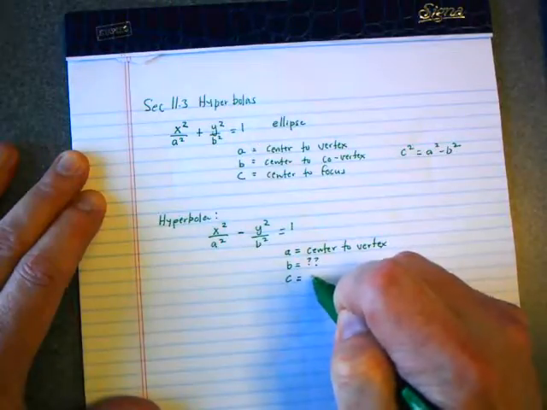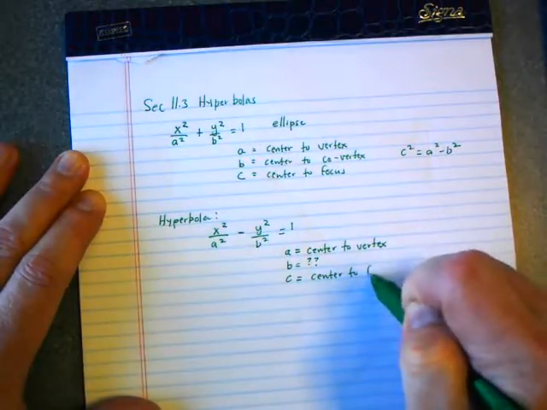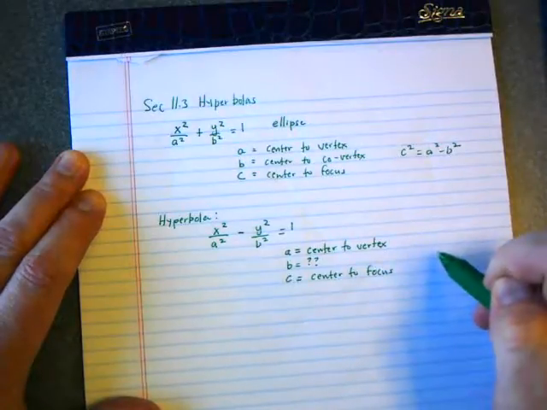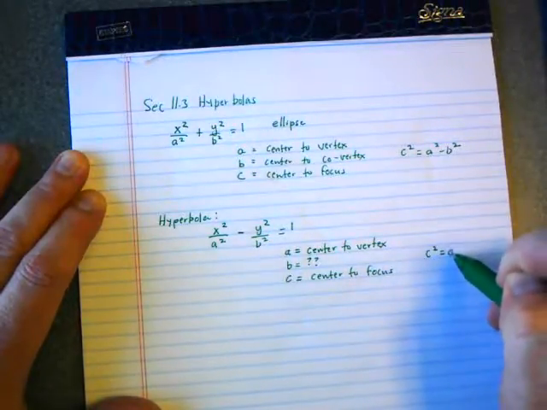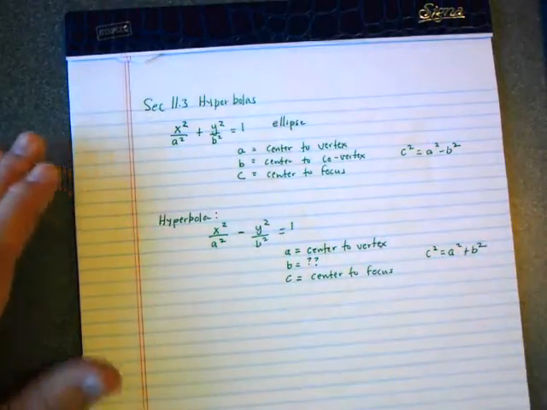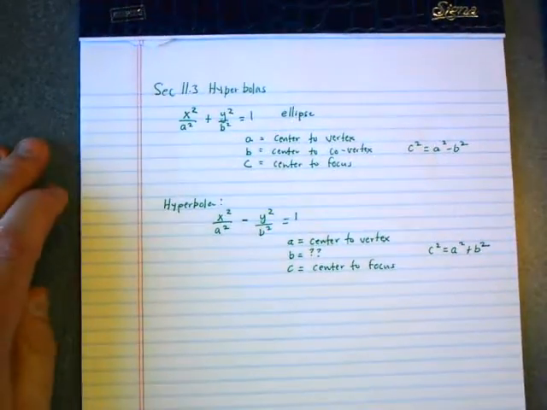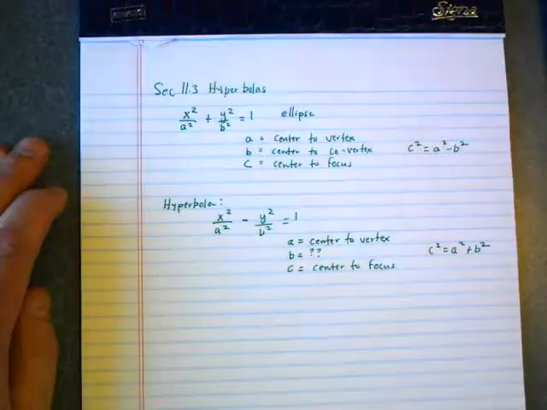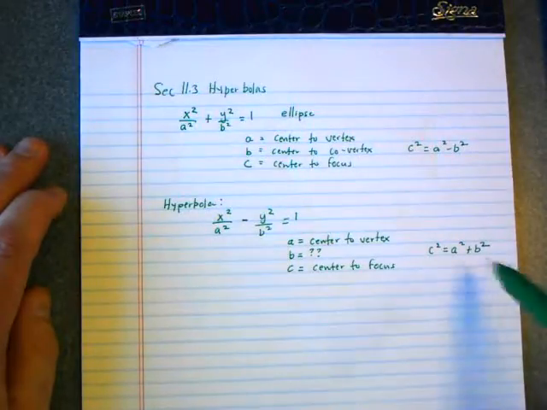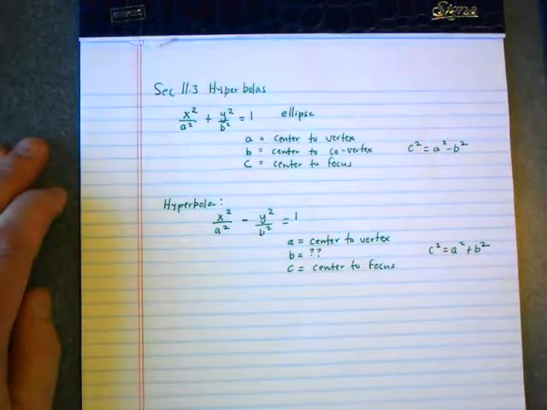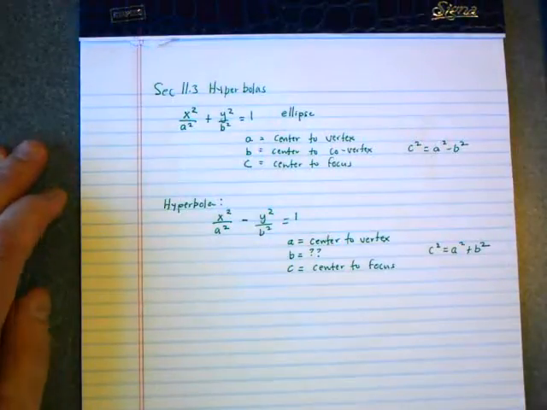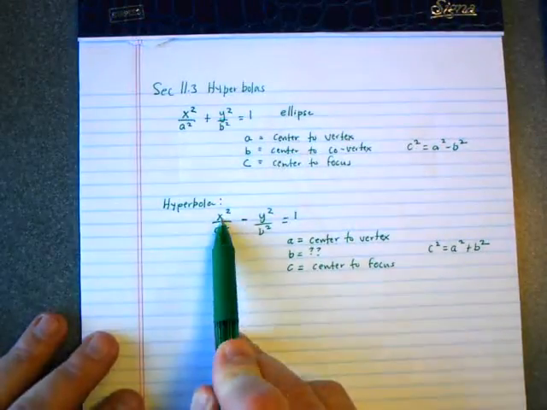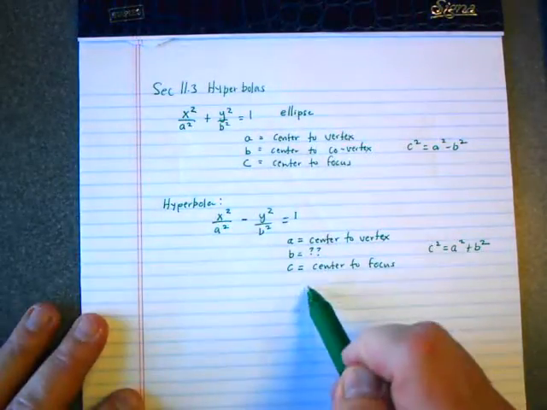C is still the distance from center to focus. And then we have a very familiar looking equation: C squared equals a squared plus b squared. So when you're dealing with hyperbolas, the little formula is exactly the Pythagorean theorem that you're used to. You get a triangle which gives you exactly that relationship, and we'll see that in just a second.